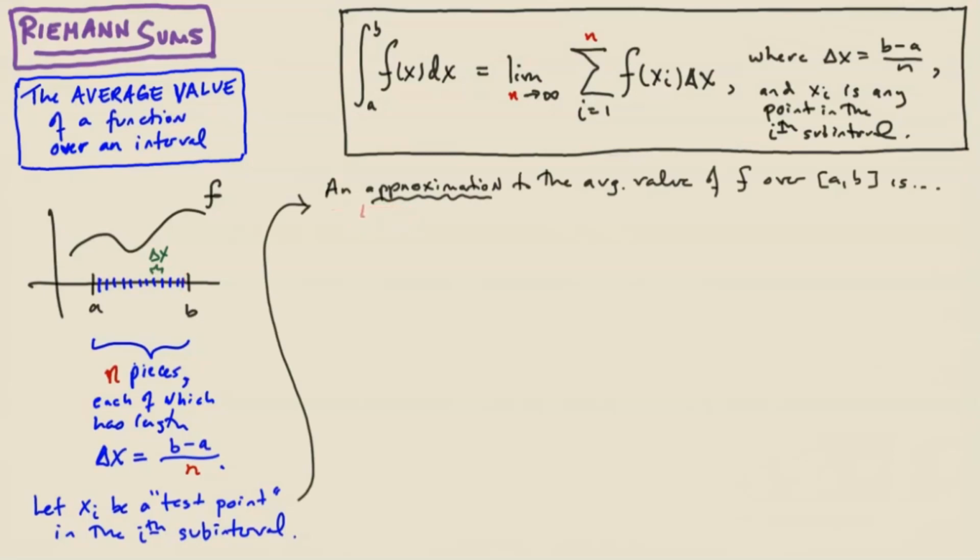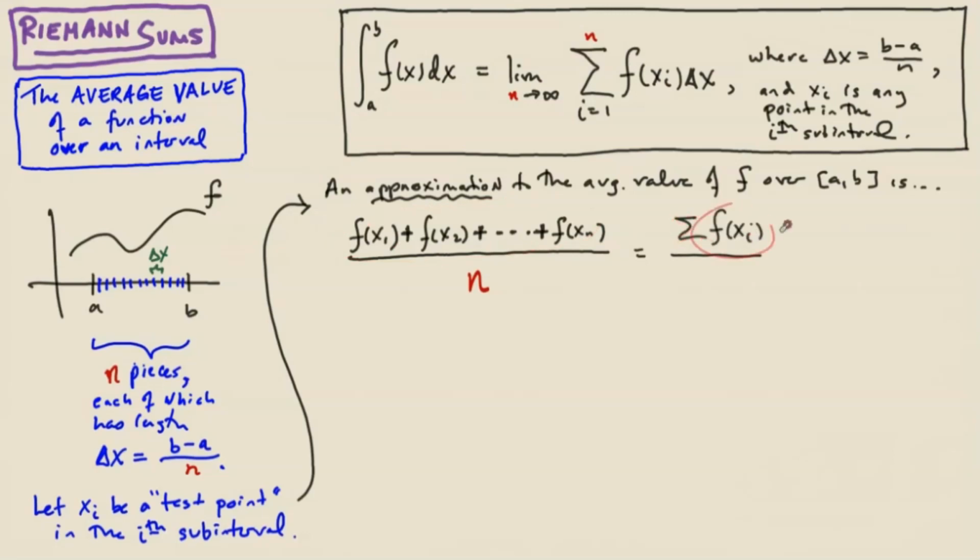Now we can say that an approximation to the average value of the function f over the interval [a, b] is going to be the thing we obtain by averaging the n values of the function at the n test points. In other words, we evaluate the function at each of our n test points, add up the results, and divide by n, the number of values we have. And while I'm here, let me condense this with a little bit of sigma notation. We can rewrite the top as the sum of all the f of x sub i as i runs from 1 to n.